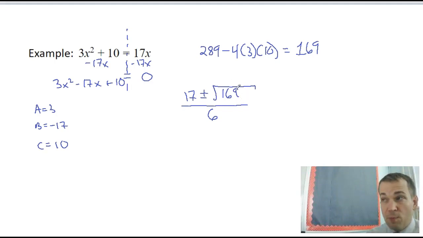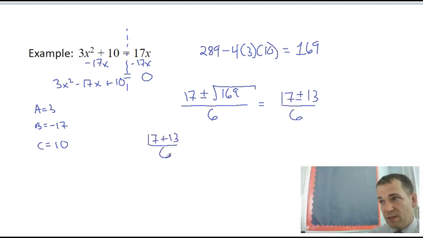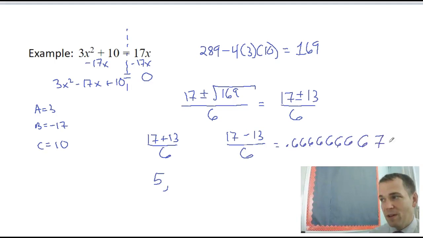So the next thing I would normally try to do is simplify this radical. It's a pretty big one, but if you put that into a calculator, it happens to be exactly 13. So this becomes 17 plus or minus 13 all over 6. Which means we have as our answers 17 plus 13 over 6 and 17 minus 13 over 6. If you put this in a calculator, a 5 is going to come out. If you put this in a calculator, it's going to be 0.666666 blah blah blah 7.